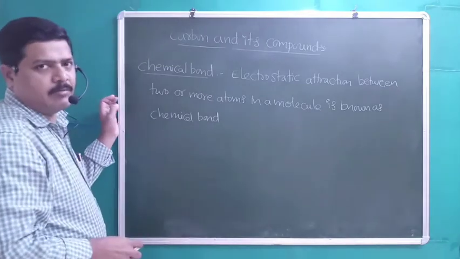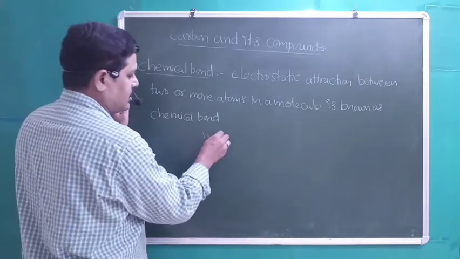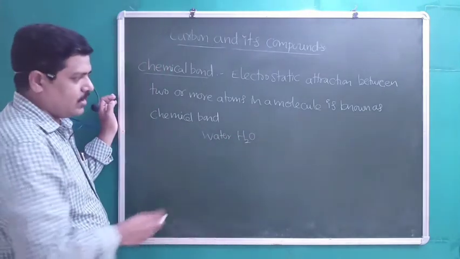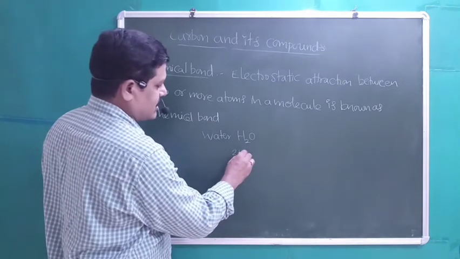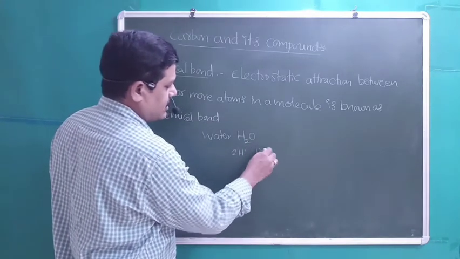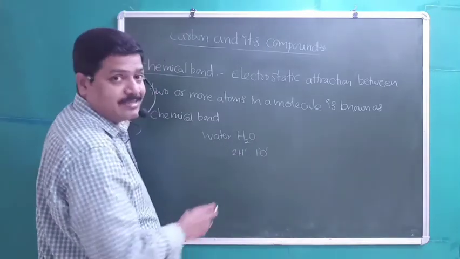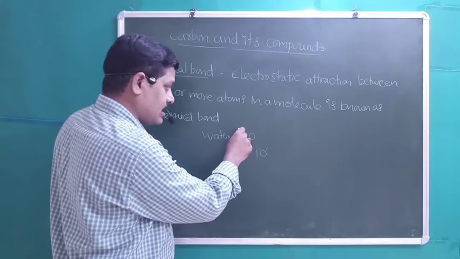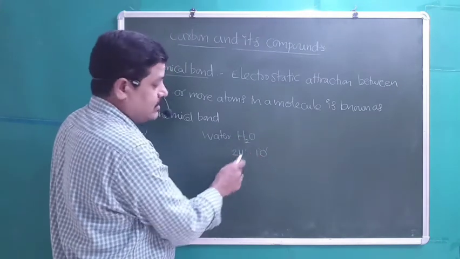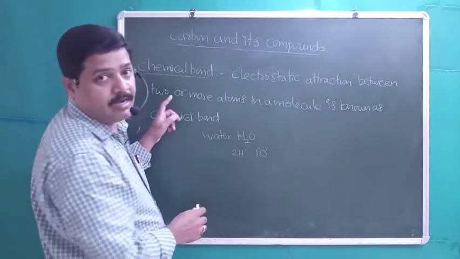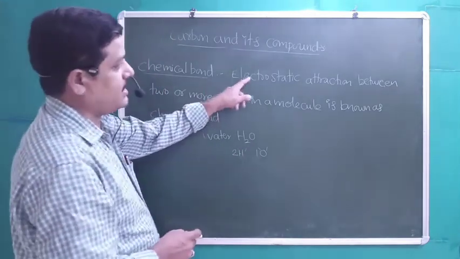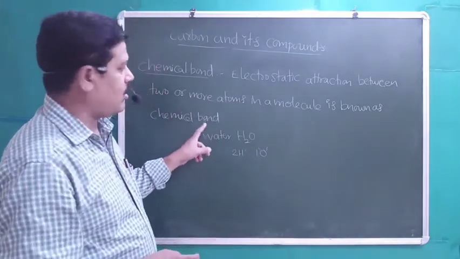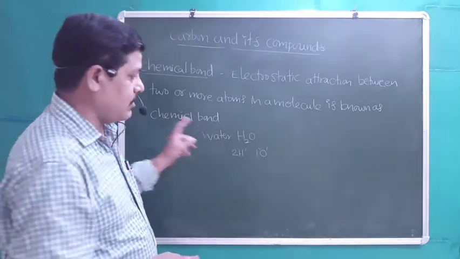Students, what is the formula of water? Water's molecular formula is H2O. We know one molecule of water contains two hydrogen atoms and one oxygen atom, right? So there is some kind of force of attraction between the hydrogen atoms and the oxygen atom, that we call a chemical bond. Electrostatic force of attraction between two or more atoms in a molecule is known as a chemical bond.